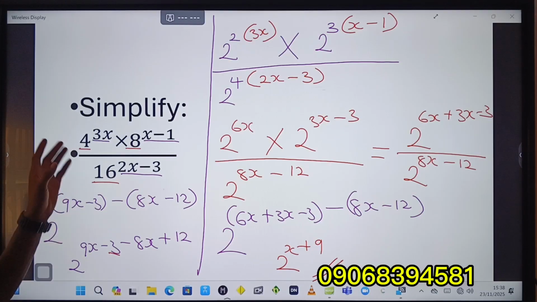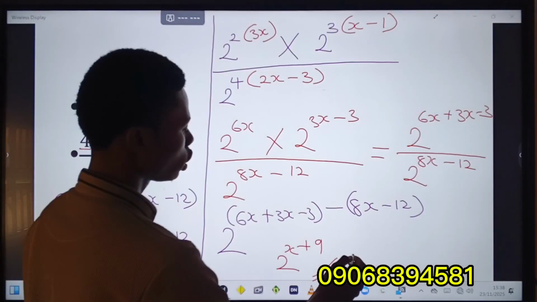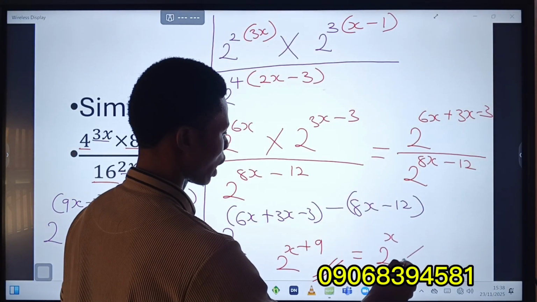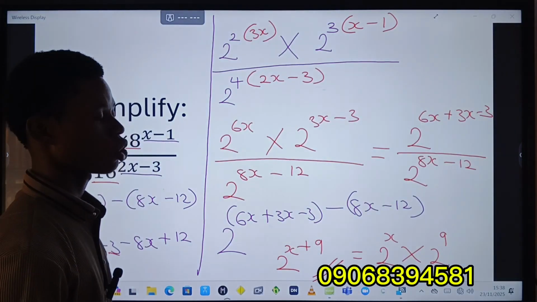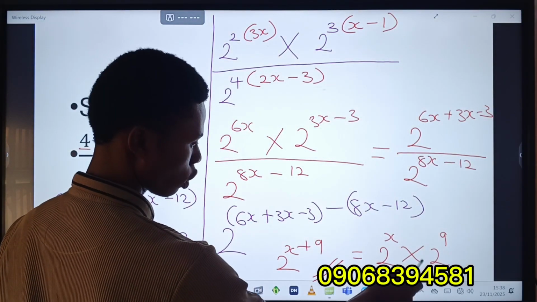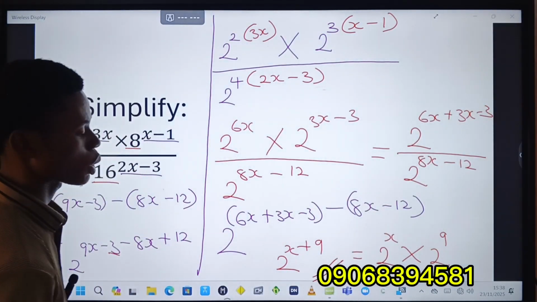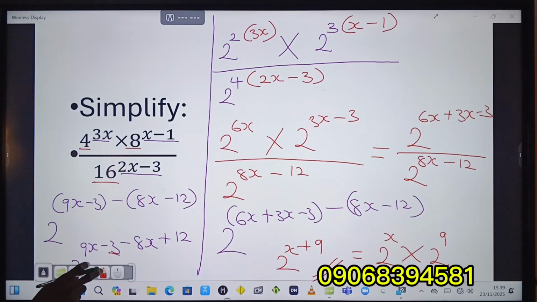What did I do here? I just made them the same base. From here, I got my answer. All right. Depending on the option, this is also same thing as saying 2 raised to power x times 2 raised to power 9. So you just check your options very well, because 2 raised to power x times 2 raised to power 9, if you want to simplify it, bases are the same, you take one, you add the powers. Basically, that's that.